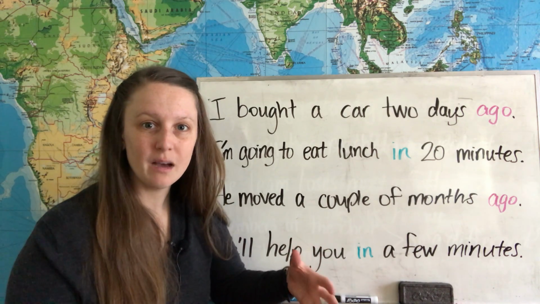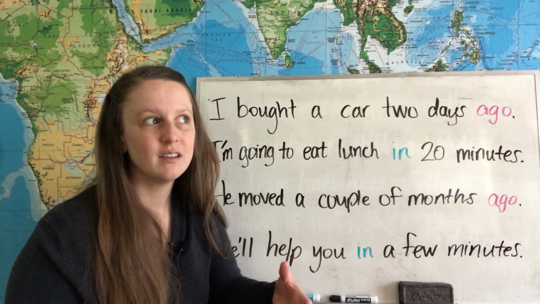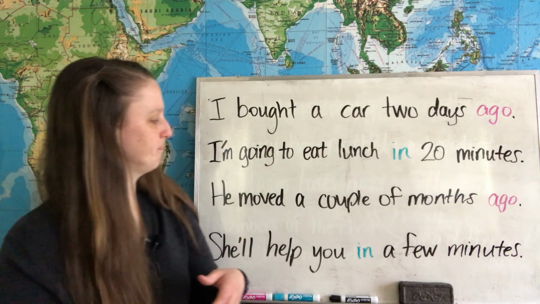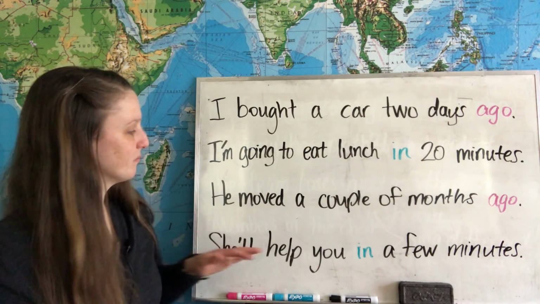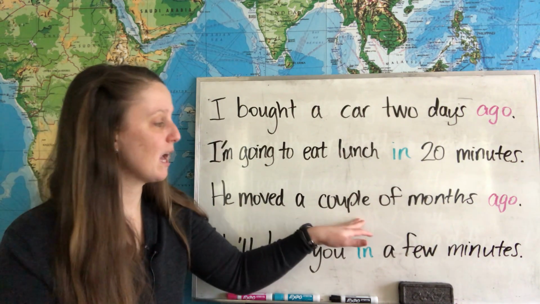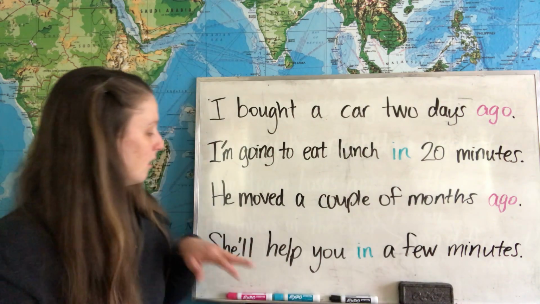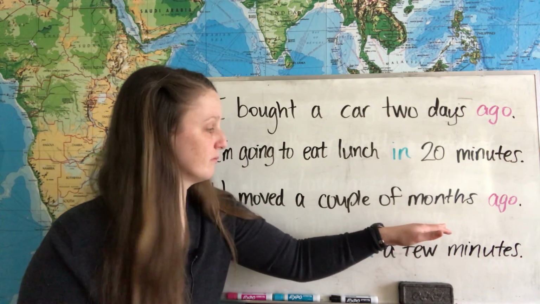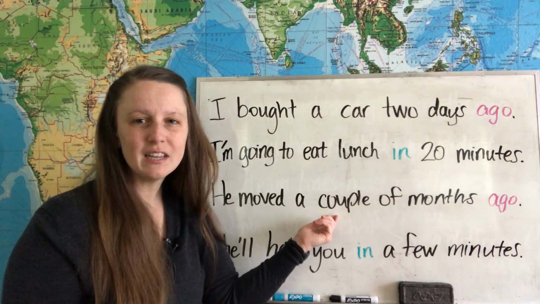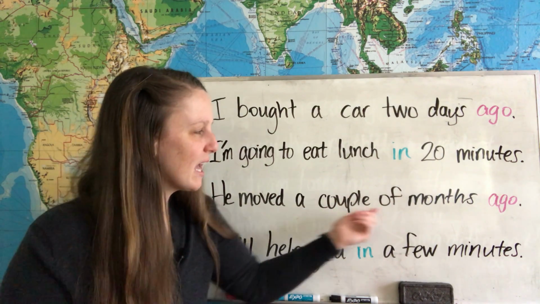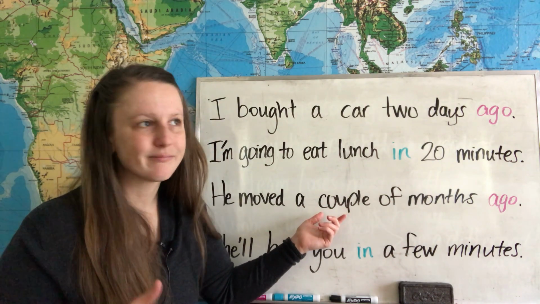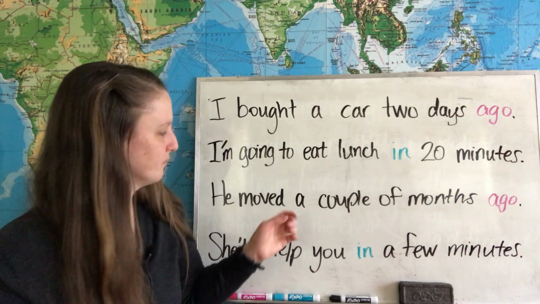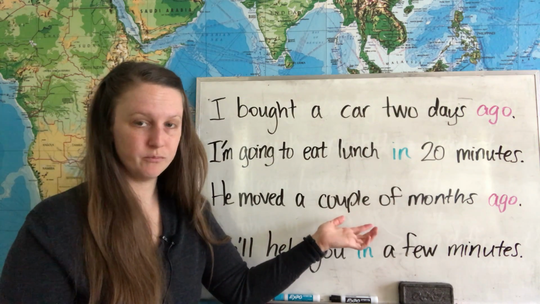But we also have a couple of words that we can use that are a little bit more general, a less specific amount of time. So let's look at those. I'm talking now about our phrases a couple of and a few. Here are example sentences. He moved a couple of months ago. A couple generally means 2. But when we say a couple of months, maybe it was 8 weeks ago, maybe it was 10 weeks ago. It was about 2 months ago.